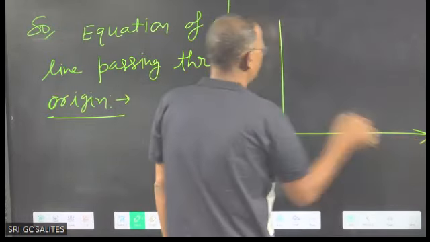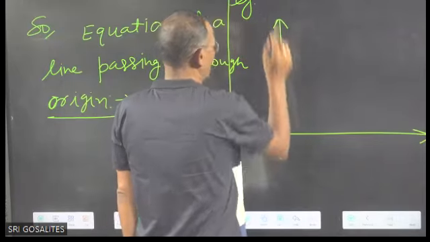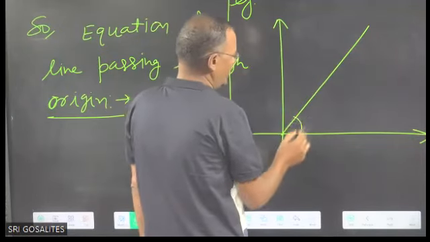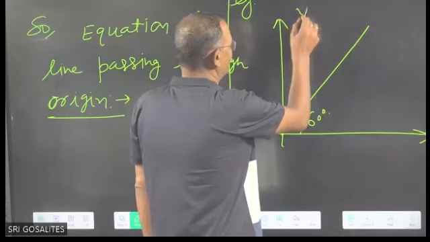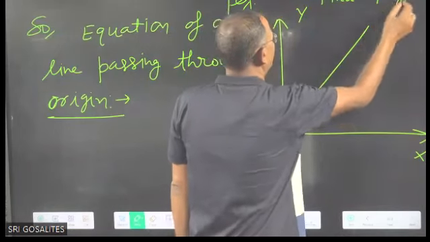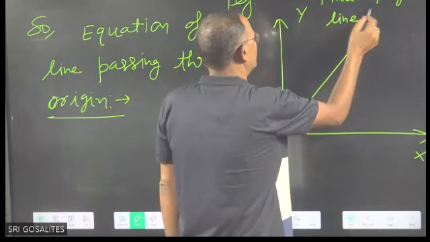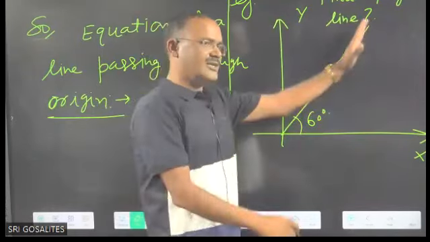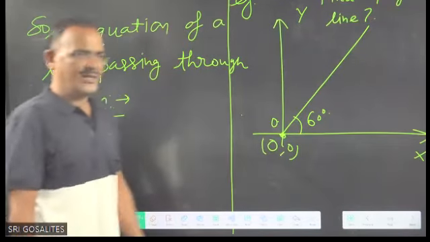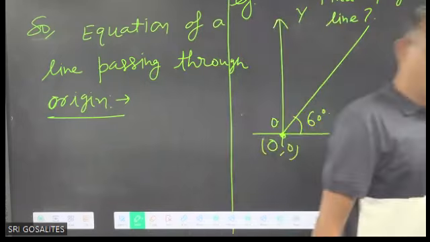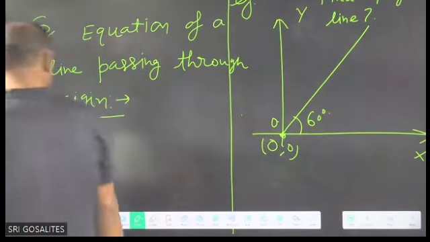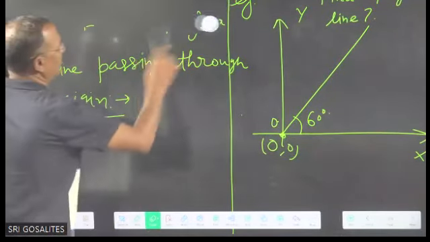Suppose this question is given to us: there is a line passing through the origin and it makes an angle of 60 degrees with the x-axis. Find the equation of the line. This line you are seeing, which point does it pass through? The origin. We have to find the equation of this line. How will we find it? Come on, 2 minutes for all of you. Text your answers, the equation of the line. Make an attempt over it, please.